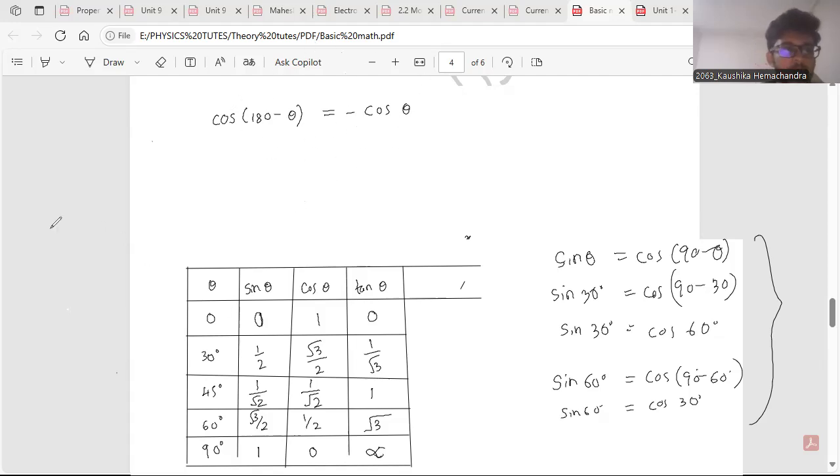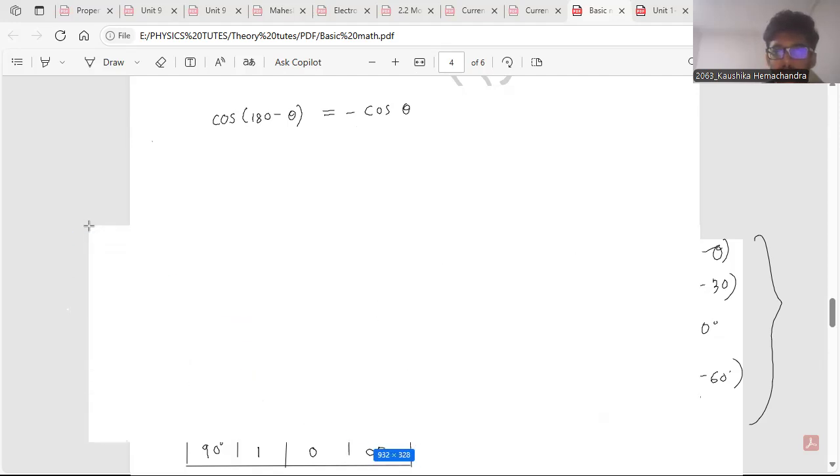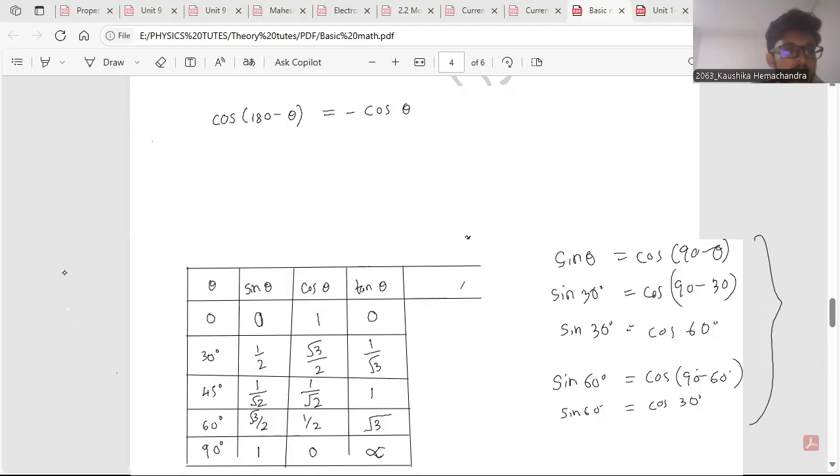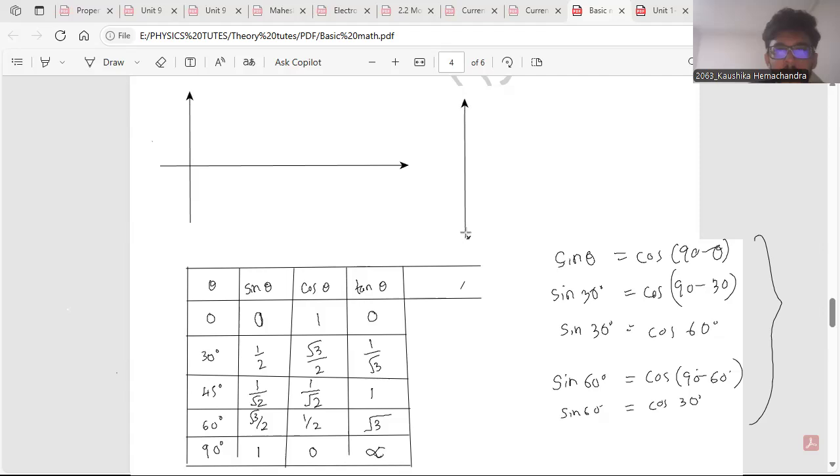You don't need to prove this equation, I'll just show you how it comes using the cos graph. Okay, first we will go to the sine graph. I'll write this equation again near the cos graph also. First let's look at the sine graph, sin theta versus theta.